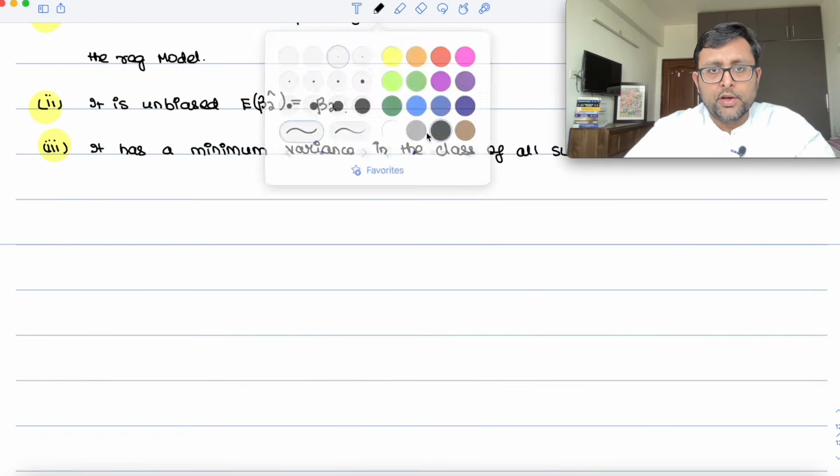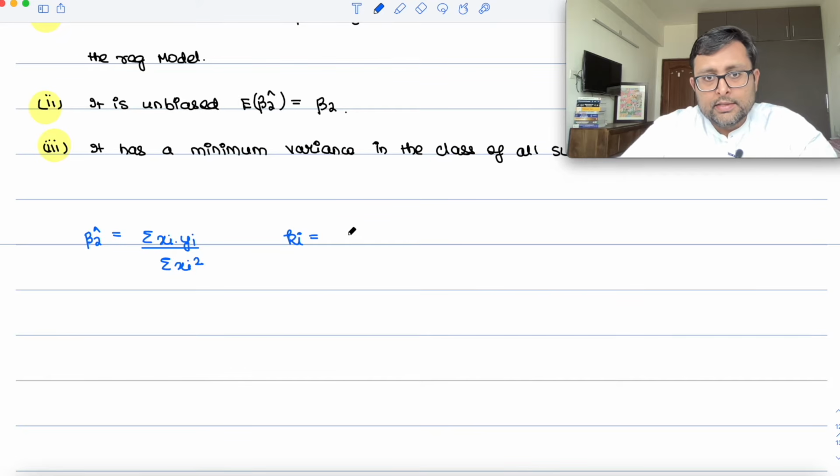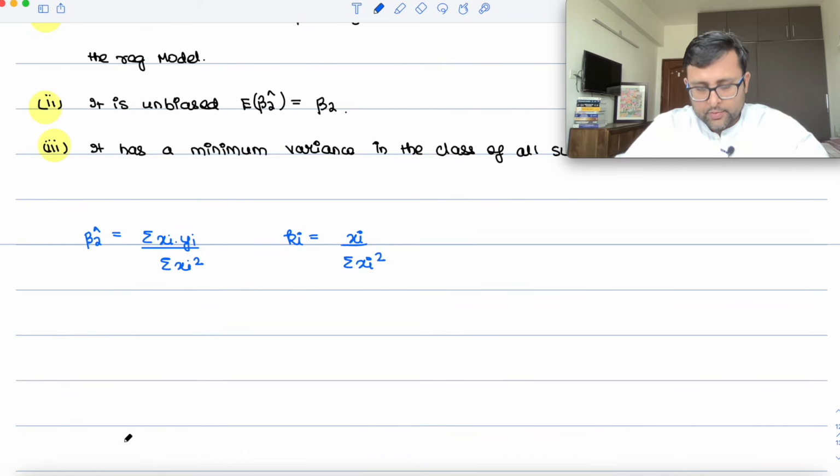I hope we remember this very well, that beta 2 hat we have already derived is summation of small xi small yi upon summation of small xi square. Let me write this ki as small xi upon summation of small xi square, right? This ki is just dependent upon xi's, and xi's are non-stochastic, so even ki is non-stochastic. Beta 2 hat then could be written as summation of ki yi. Now why am I writing like this?